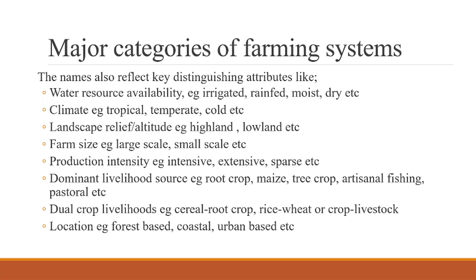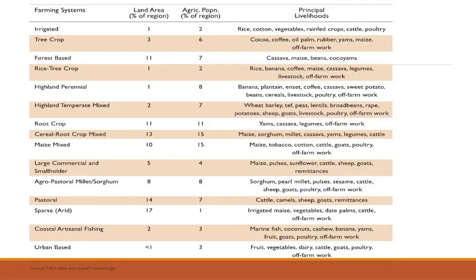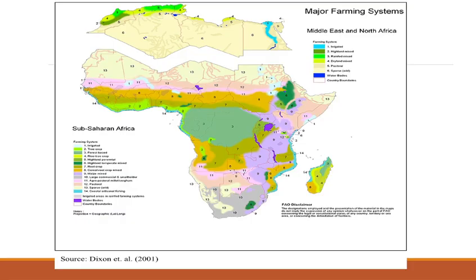The names also reflect key distinction attributes like water resource availability, like irrigated, rain-fed, moist, dry, etc. Climate, landscape, farm size, production intensity, like intensive and extensive, dominant livelihood source, dual crop livelihoods, as well as location, for example, forest-based, coastal, urban-based, and many more. So the table there describes the various farming systems, and the map shows the major farming systems in sub-Saharan Africa, Middle East, as well as North Africa.